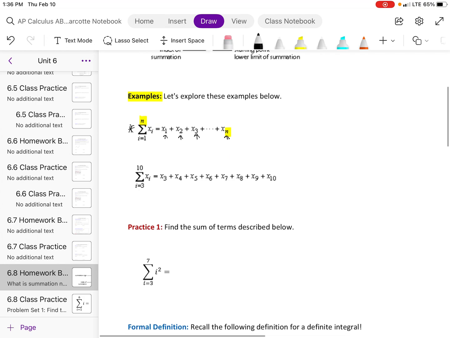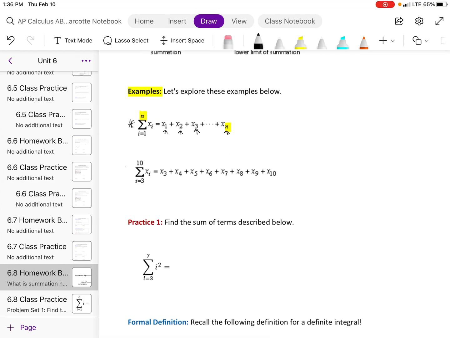And here I also just have another example. You saw how in the second example, we start at 3 instead of 1, so that's why my first term says x sub 3 instead of x sub 1. And I only go all the way to 10 because here's my ending point, here's my starting point.